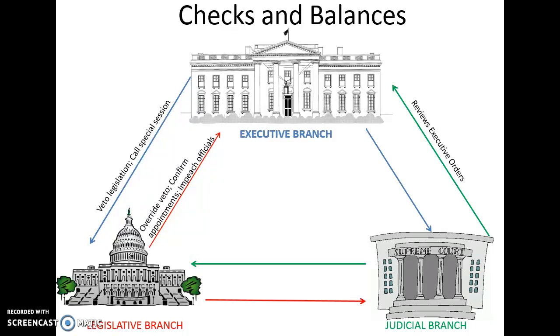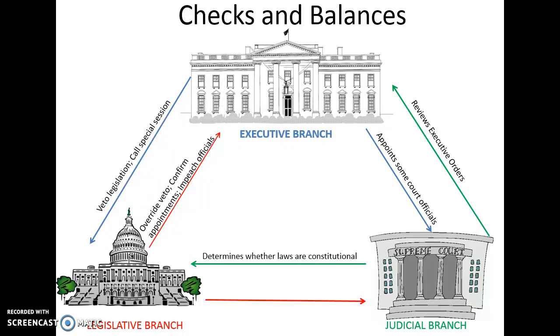The judicial branch is going to review the executive orders from the executive branch and make sure that they're in agreement with our state constitution. And then the executive branch can often fill and appoint some court officials to those offices if there was a death and there needed to be somebody appointed to that position until a new election.